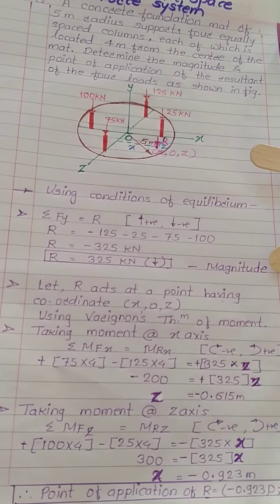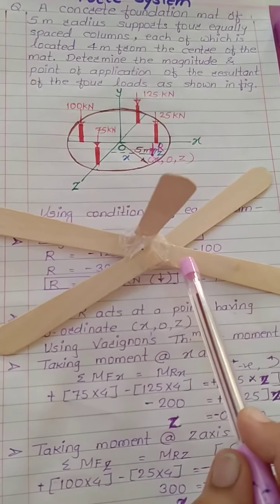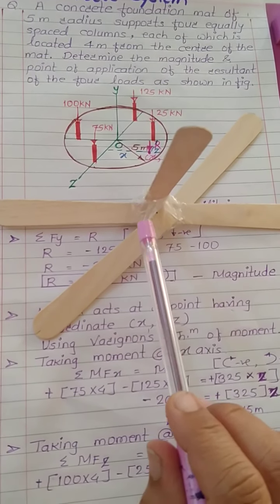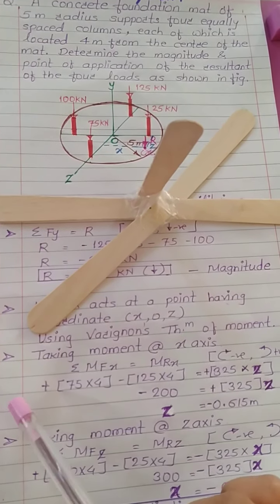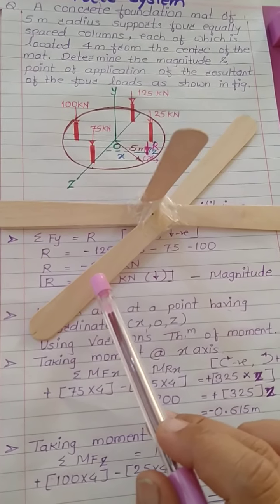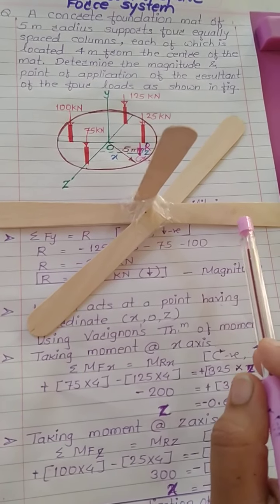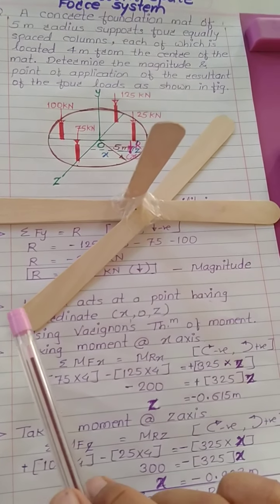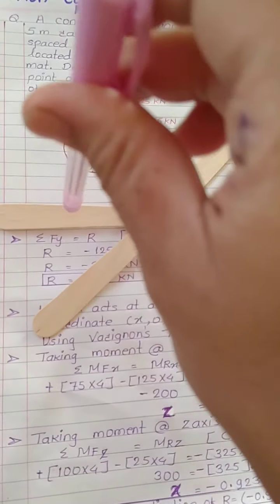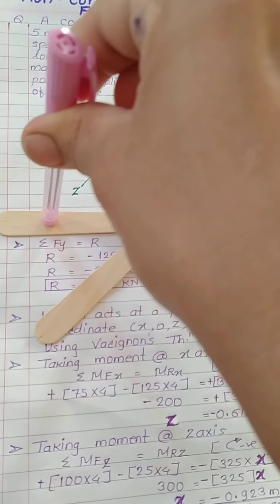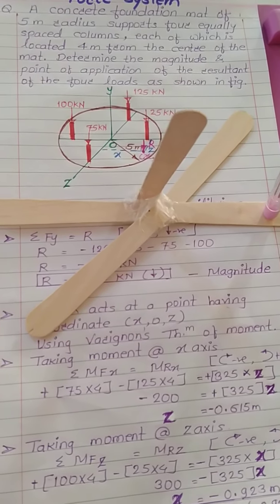Now again we will use the setup. Now I have to take moment of all forces about z-axis. So whatever forces are acting on this z-axis will create zero moment about this z-axis. There will be moment of only two forces which are acting on x-axis, and I have to take moment of only these two forces about z-axis. Now if you consider the force of 100 kilonewton, it is acting on negative x-axis, while the force of 25 kilonewton is acting on positive x-axis.